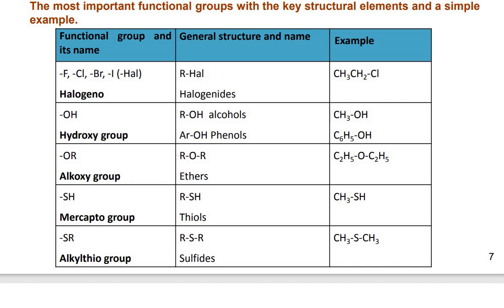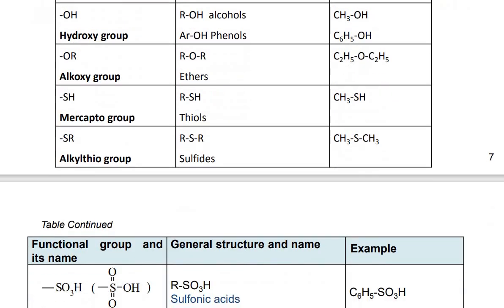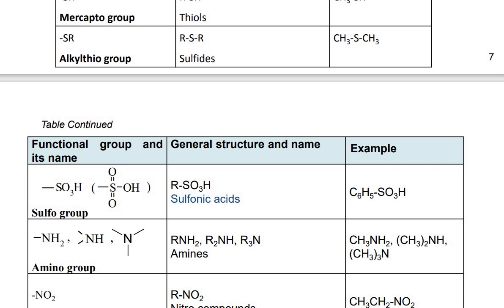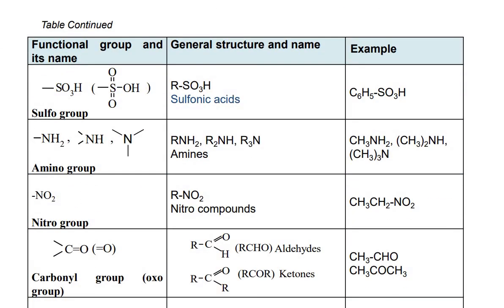Mercapto group, this is a very important functional group, SH. Mercapto group, RSH thiol, and alkylthio group, SR. Now you can see the sulfur group, that is very important for the beginner. What is the sulfur group? Sulfonic group is S double bond O, like this you can see, and the general structure and name, sulfonic acid.